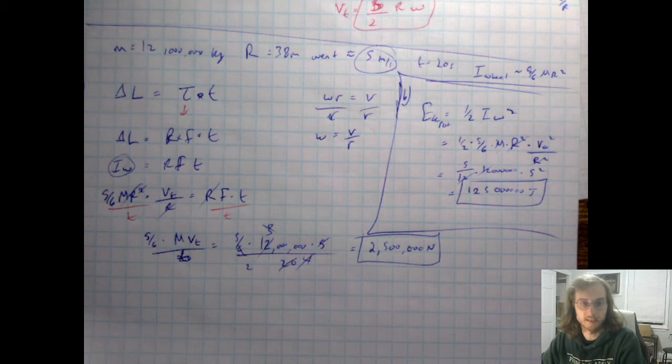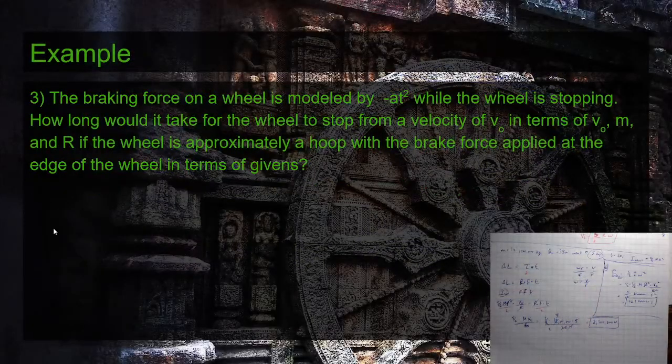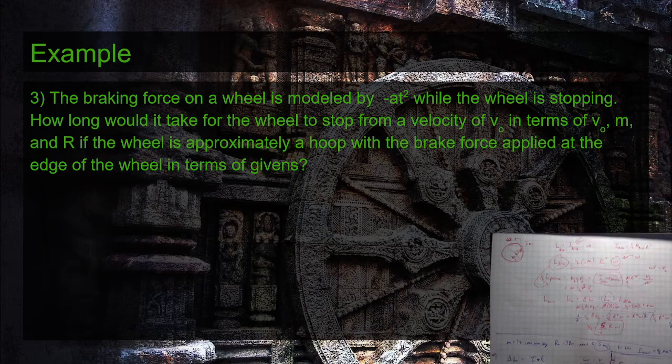Yes. Next example. Braking force on a wheel is modeled by negative a t squared while the wheel is stopping. How long would it take for the wheel to stop from a velocity of v0, in terms of v0, m, and r, if the wheel is approximately a hoop with brake force applied at the edge of the wheel? Oh my gosh, I just said in terms of twice, and I feel mighty silly about that.